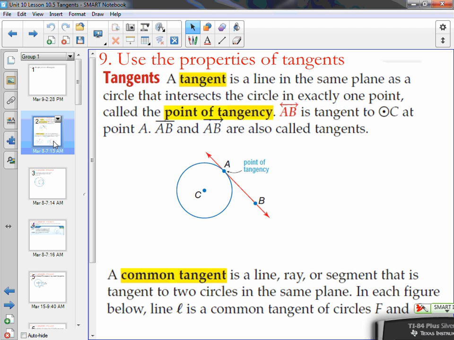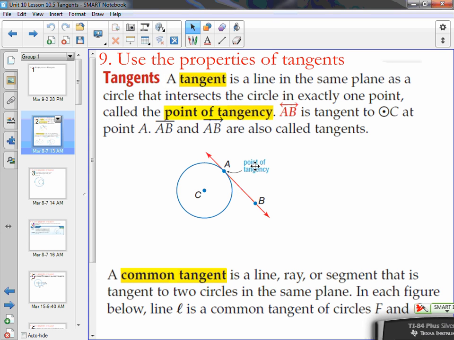On page 718, we have our definition. A tangent is a line in the same plane as a circle that intersects the circle in exactly one point. And that one point is called the point of tangency. Okay? So if you look at the figure here, line AB is a tangent line because it intersects circle C in one point and one point only. And the point where it intersects is point A. Point A is called the point of tangency.